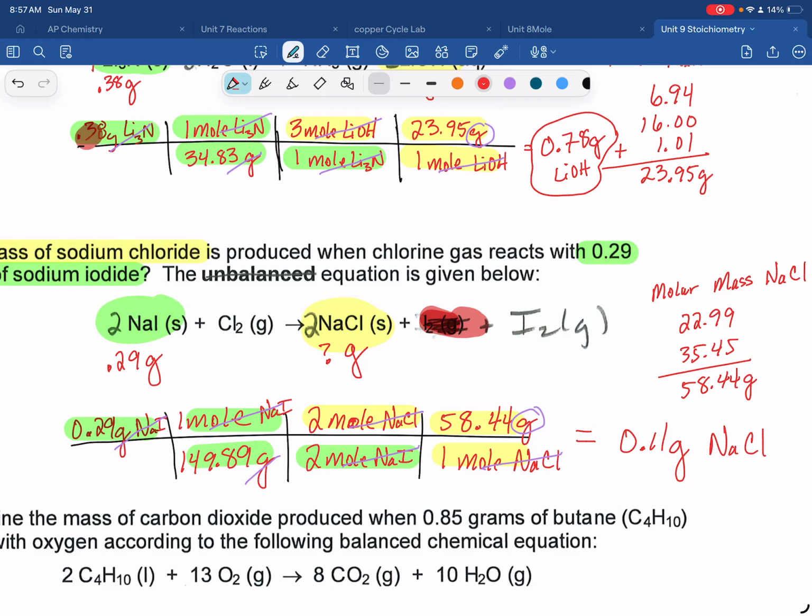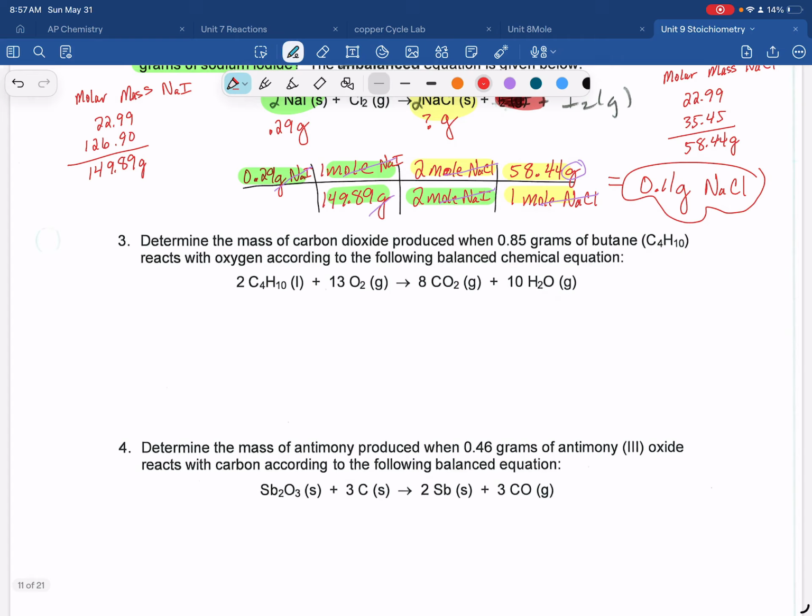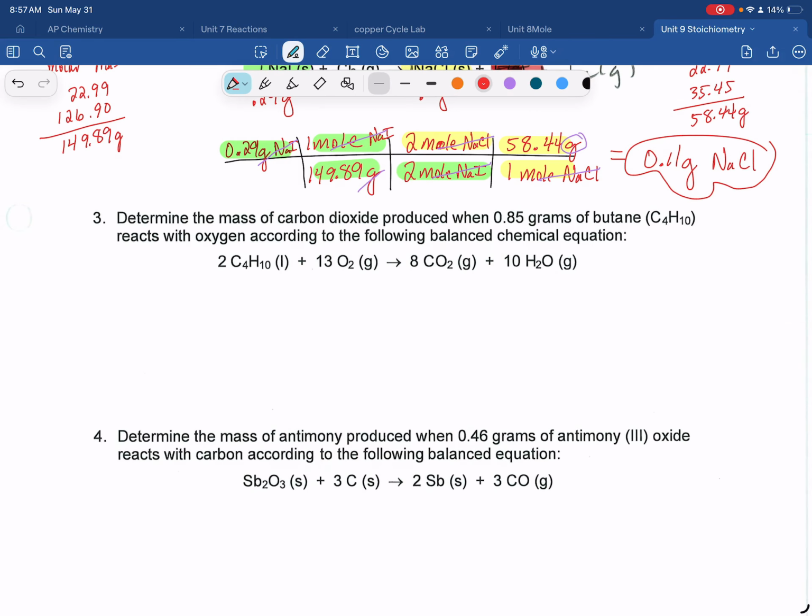And there we have it. So if we start with 0.29 grams of NaI, we're going to get 0.11 grams of NaCl out of the reaction. We're going to do 2 more on this page, and then you're going to do the next page on your own. I know you can do it.